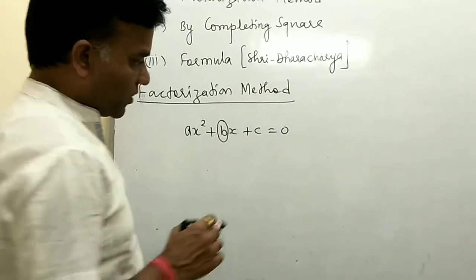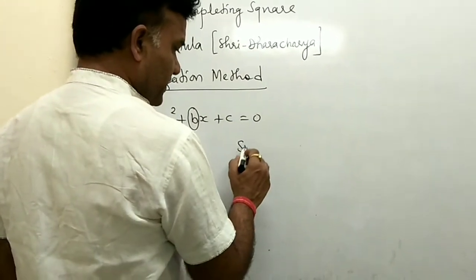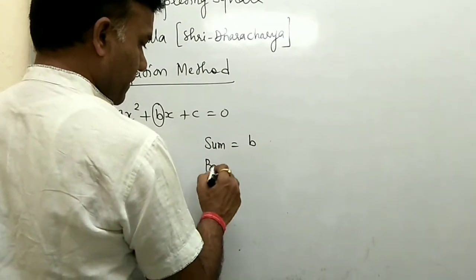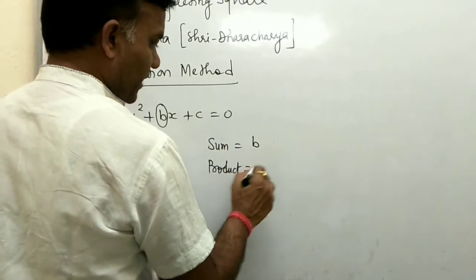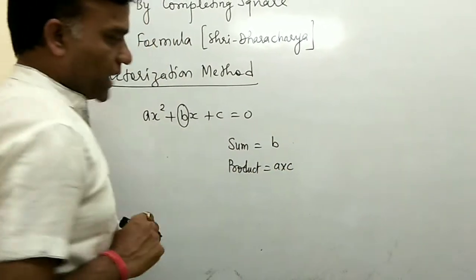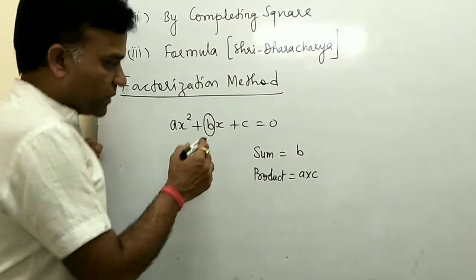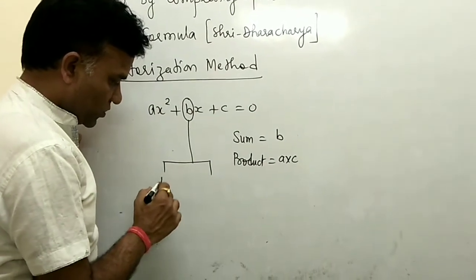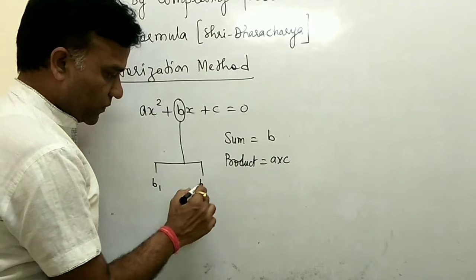So first you get the product. The required sum is b, and the product is a into c. That is the requirement, because now you split this b into two parts, like b1 and b2.